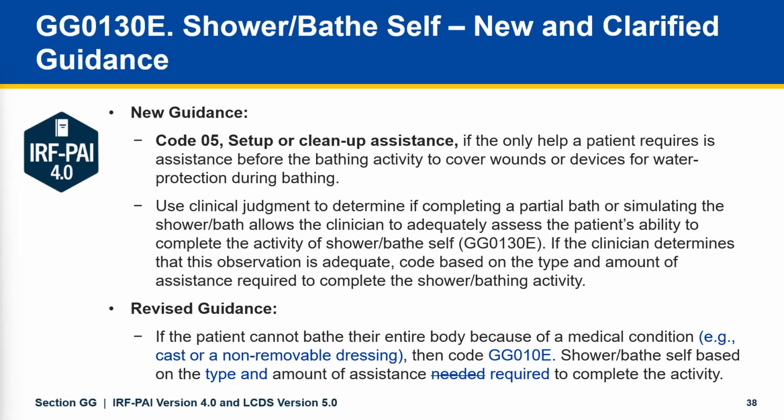As we talked about earlier, if a patient is only completing a partial bath or simulating a bath, and the partial bath or simulation allows the clinician to adequately assess the patient's ability to complete the activity, then GG 0130E can be coded with a performance code. Additionally, the guidance pertaining to a patient who is unable to bathe their entire body because of a medical condition has been revised to include an example of what could be considered a medical condition. That is, a non-removable cast or dressing. When present, the guidance already discussed is still applicable, and the appropriate 06 through 01 performance code can be determined.